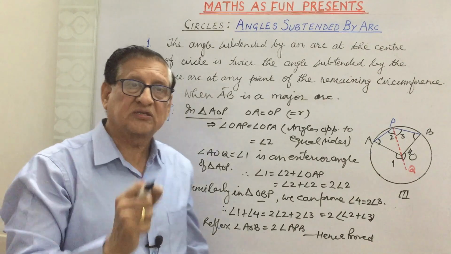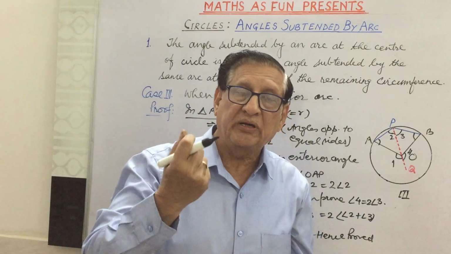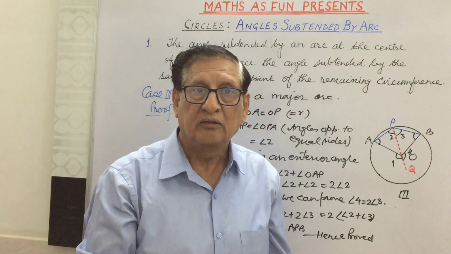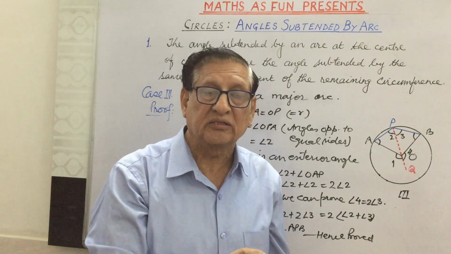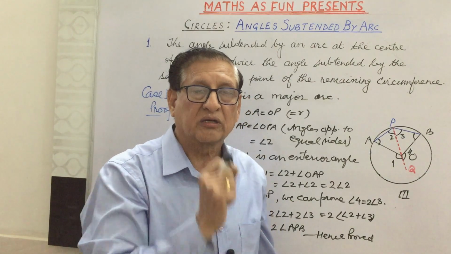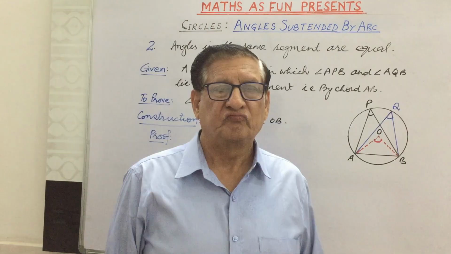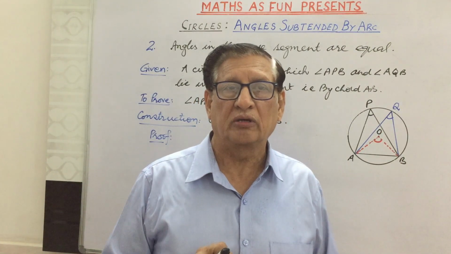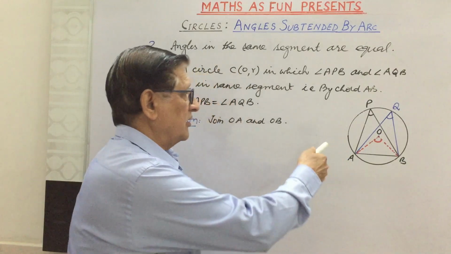So in all the 3 cases we are finding, let it be a semicircle, let it be a minor arc, let it be a major arc, the angle subtended at the center is twice the angle at the remaining circumference at any point. The next theorem is angles in the same segment are equal. For this we draw the diagram.